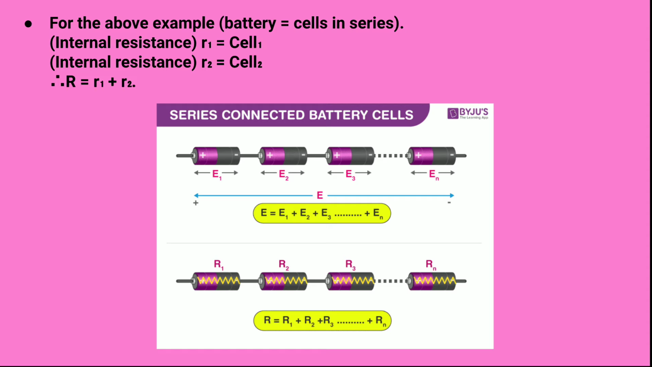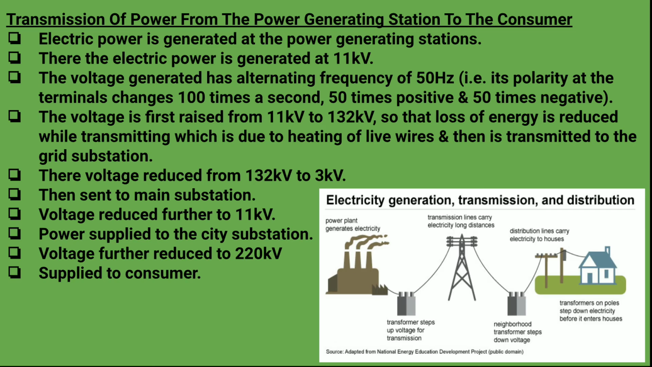So the total resistance will be R1 plus R2, and if there are n number of cells, then R1 plus R2 plus R3 plus R4, like that Rn. So this is the series. If the cells are connected in series in the battery, it will look like this, and the resistance will look like this, and E is equal to E1 plus E2 plus E3, like that En. And R is also R1 plus R2 plus R3, like that Rn, the number of resistances.